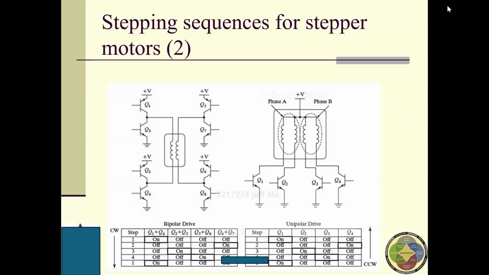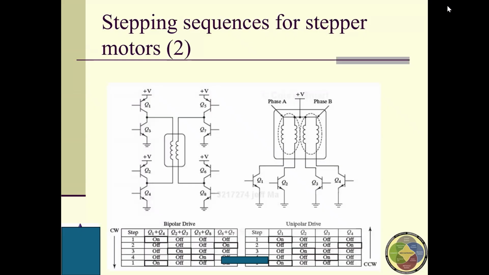And how can we generate clockwise or counterclockwise rotation for both of these two cases? You can see here, this highlighted one is the sequence. So this one is energized. For the second one, this one is energized. Third one, this one. The fourth one is this.